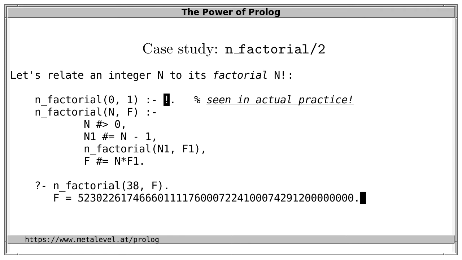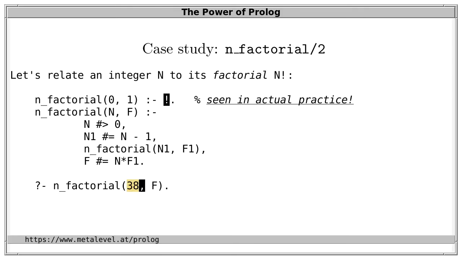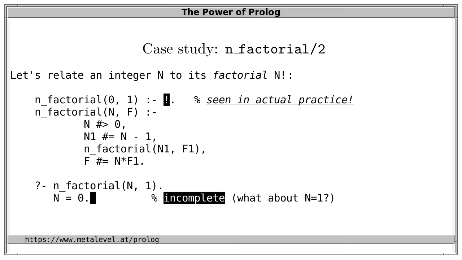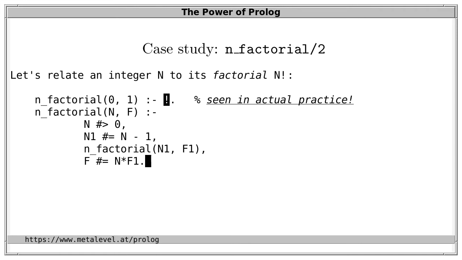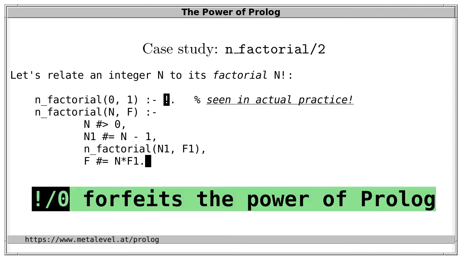So this mode of usage or this direction, where the first argument is instantiated, works as intended. However, if we generalize this argument and ask which solutions are there in general, then we get only one solution. So the predicate is incomplete because we've used the cut. And other modes also have this problem. For instance, if we instead of f ask for 1 here, we get n is 0 as the only solution. And that's incomplete too, because what about the other solution? N is 1. So we clearly see from this example that cut forfeits the power of Prolog.